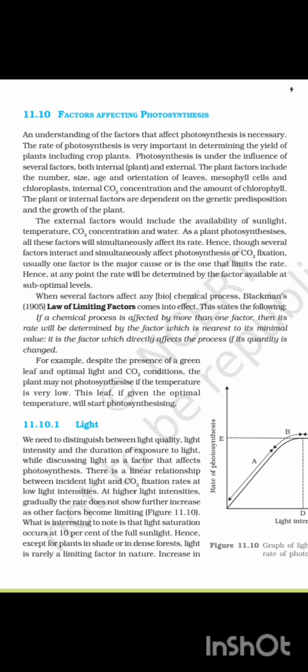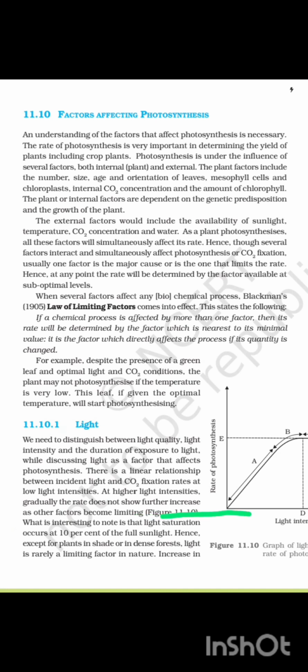11.10.1 Light. We need to distinguish between light quality, light intensity, and the duration of exposure of light. While discussing light as a factor that affects photosynthesis, there is a linear relationship between incident light and carbon dioxide fixation rates at low light intensities. At higher light intensity, gradually the rate does not show further increase as other factors become limiting.